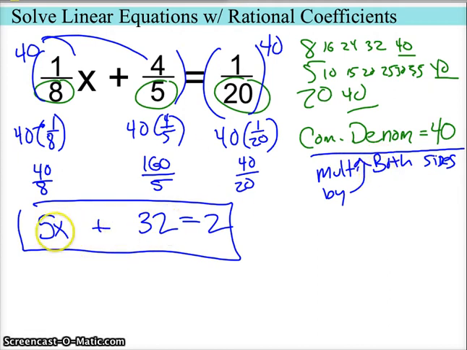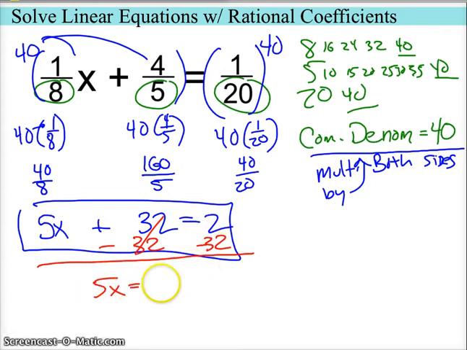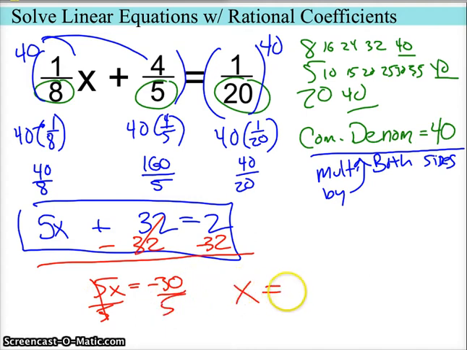And then we can go on to solve it. We have nothing to distribute. We have no like terms to collect, so we'll start by undoing the addition using subtraction. We have 2 minus 32, which gives us negative 30. And then we will divide by 5 to undo the multiplication, divide by 5, and we get x equaling negative 6 as our solution.